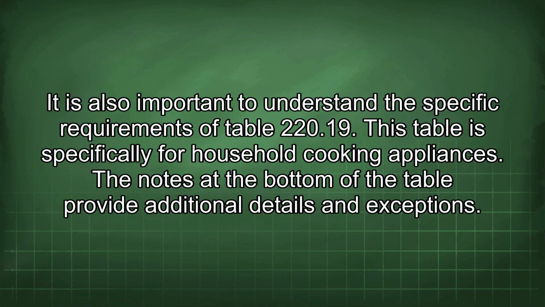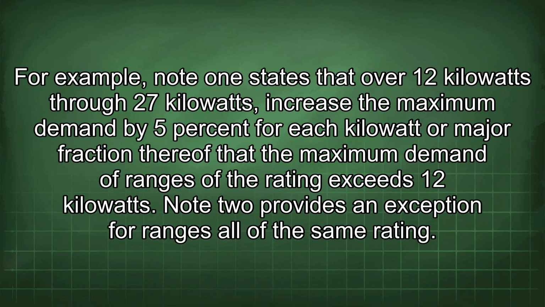It is also important to understand the specific requirements of Table 220.19. This table is specifically for household cooking appliances. The notes at the bottom of the table provide additional details and exceptions. For example, Note 1 states that over 12 kilowatts through 27 kilowatts, increase the maximum demand by 5% for each kilowatt or major fraction thereof that the rating of the ranges exceeds 12 kilowatts.